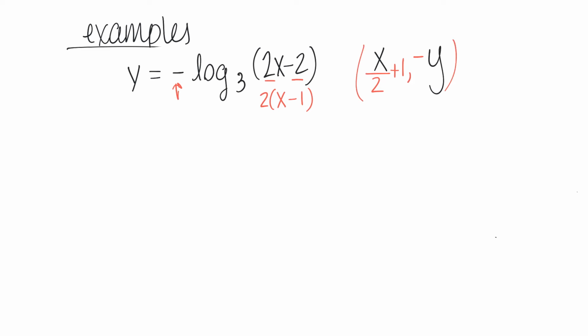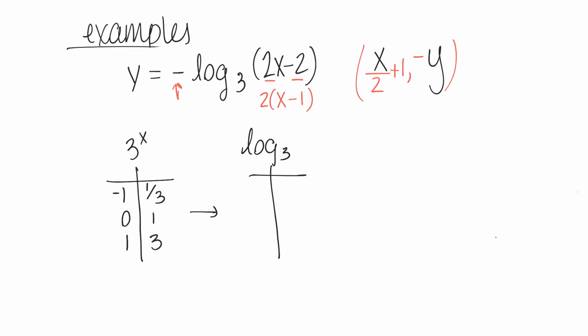So this is our vertical reflection. We have a horizontal stretch and a horizontal translation. We had a base of 3 here, so the exponential on this is 3 to the x. Until we've really got this down, this is a good place to start. So 3 to the negative 1 is a third, and 3 to the 0 is 1, and 3 to the 1 is 3. Reverse to find your log. That gives you a third and negative 1, 1 and 0, and 3 and 1.